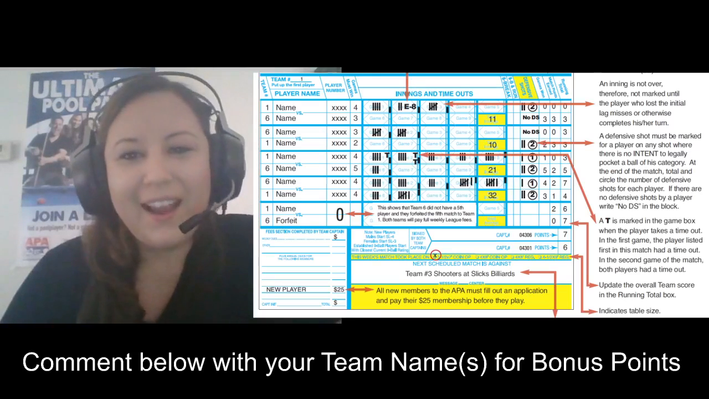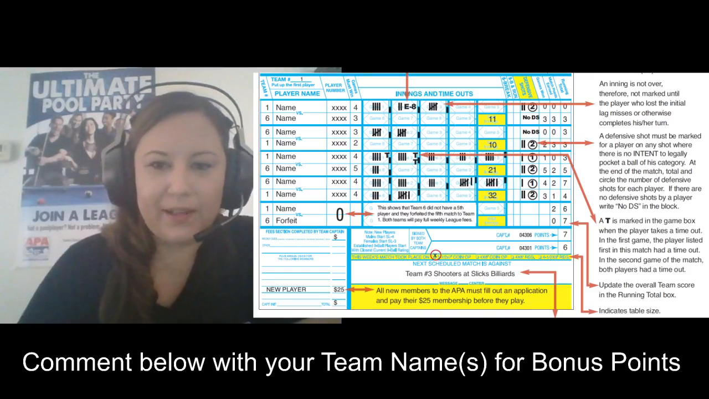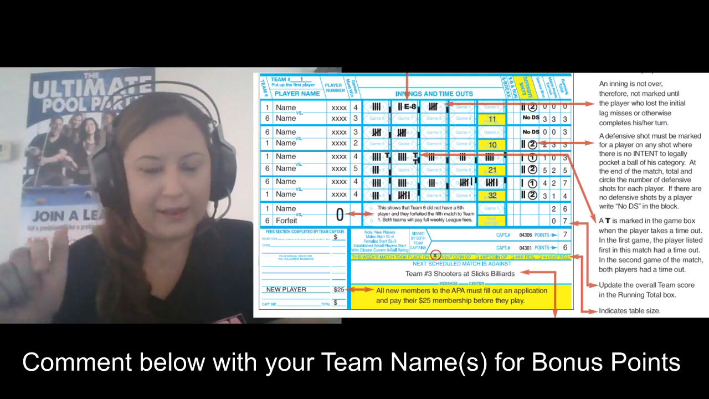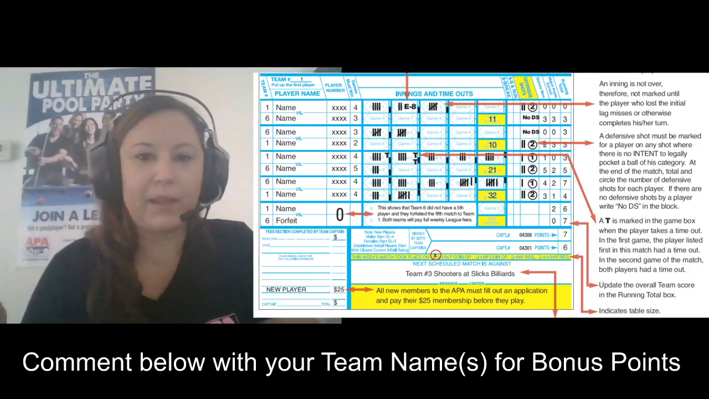So, defensive shot column, that's also highlighted in yellow at the top. That's a running total. You do not have to separate racks with lines or circle and count in any way. You just do a running total of total defensive shots between all the racks played in that race.